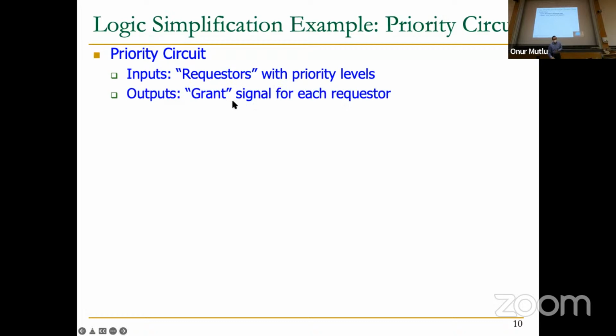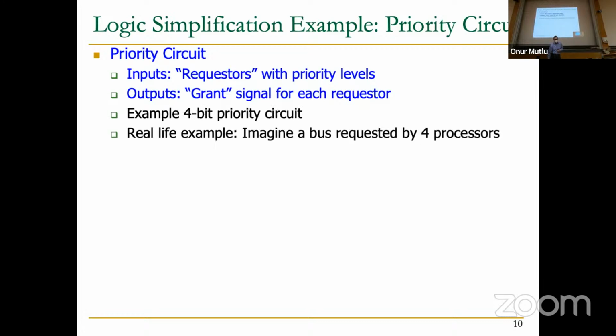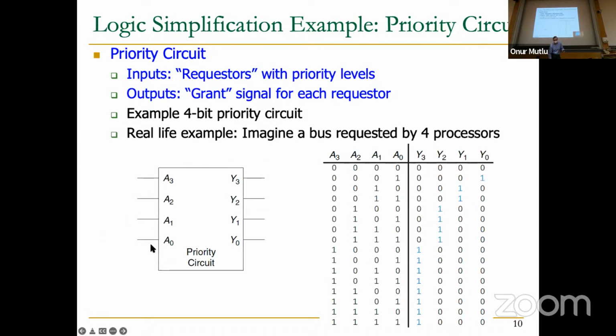And outputs basically give a grant signal for each requester. Each requester has a single grant signal, as we will see. So let's take a look at a 4-bit priority circuit. I've already given you the real life example. This is a 4-bit priority circuit.